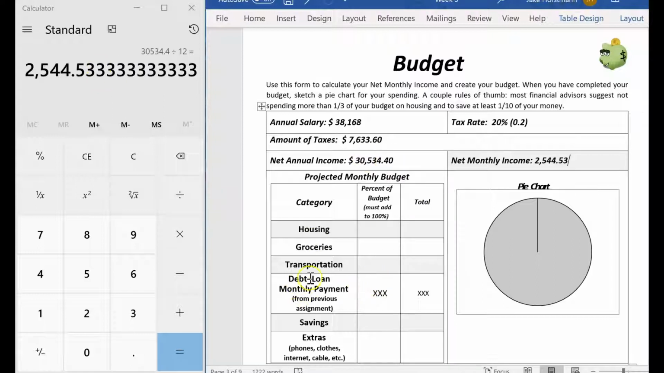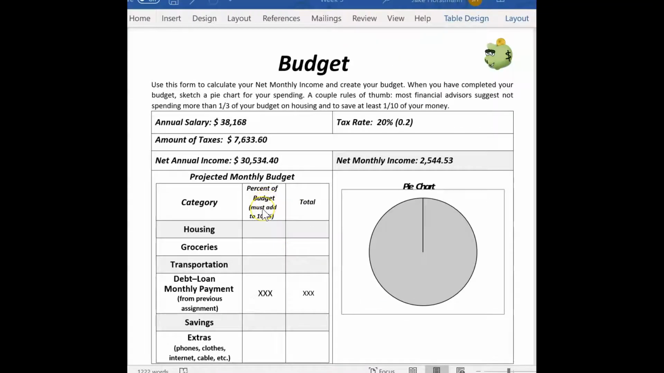Also, make sure that you X out the debt loan monthly payment. We are not going to be doing any debt calculations. It's a very complicated formula. So the next part of the assignment is actually to calculate our own percentages from how much of this net monthly income you're going to spend on these things in a month.